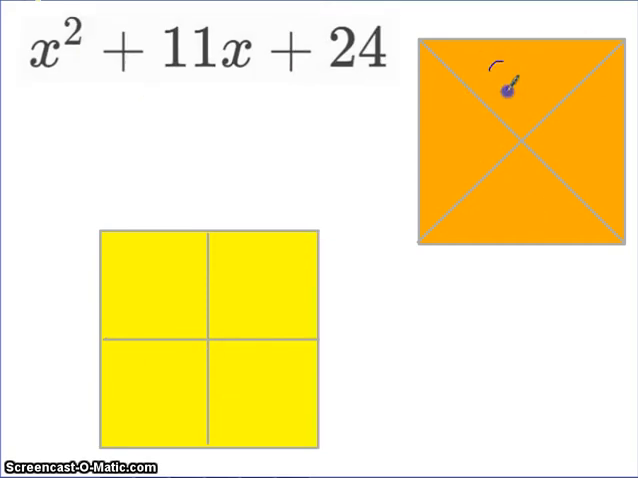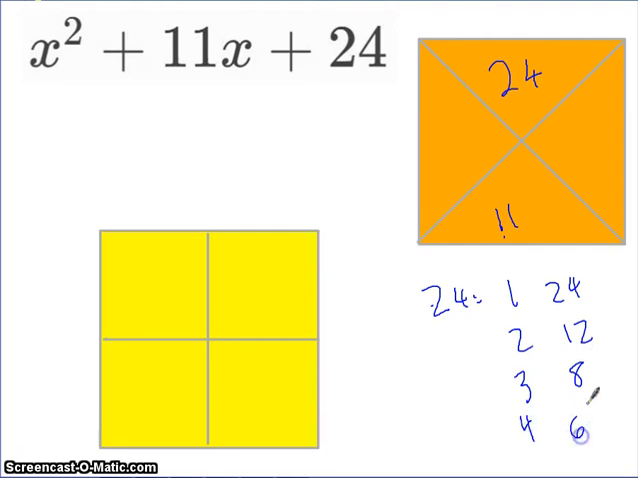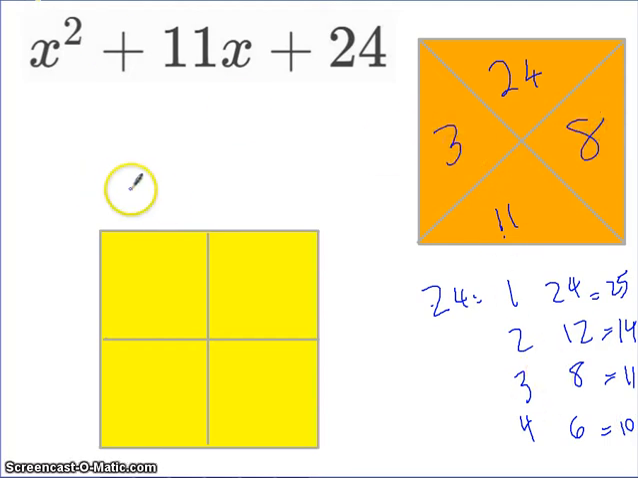I'm trying to multiply to make 24 and add to make 11. The factors of 24 are 1 and 24, 2 and 12, 3 and 8, 4 and 6. These add to 25, 14, 11, and 10. And I wanted the sum to be 11, so the solution of the puzzle is 3 and 8. So the two binomials are x plus 3 and x plus 8.